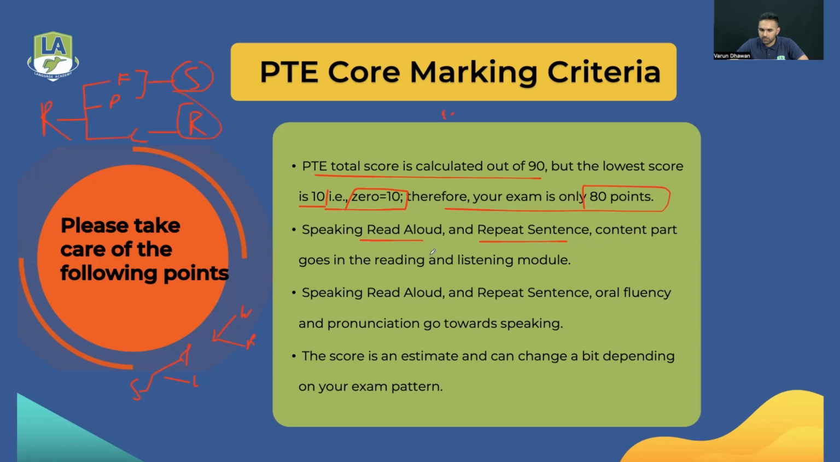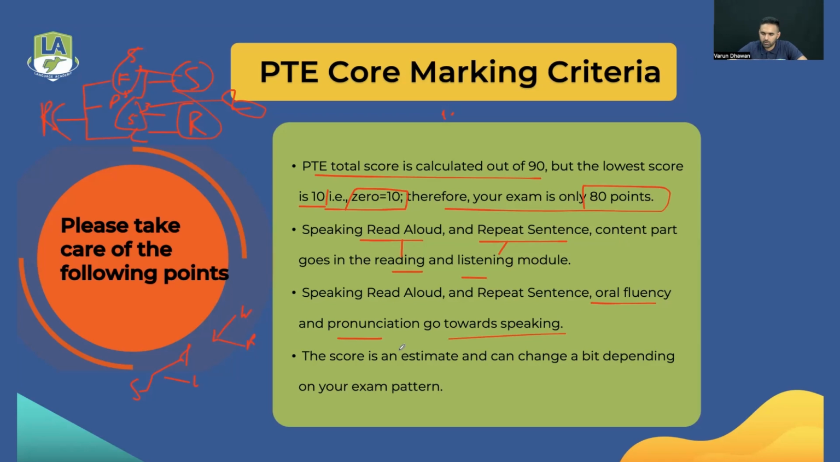So for read aloud, fluency and pronunciation points will go in speaking, content points will go in reading. For repeat sentence, the content part will go in listening. For read aloud, you have 5 points for fluency, 5 points for pronunciation, and 5 points for content. 10 points will go in speaking and 5 will go in reading. In repeat sentence, you have 5 points for fluency, 5 for pronunciation, and 3 for content. And these 3 points will go in listening. So 10 points in speaking and 3 points in listening. As I mentioned, oral fluency and pronunciation will go towards speaking and content will go in reading for read aloud and listening for repeat sentence.